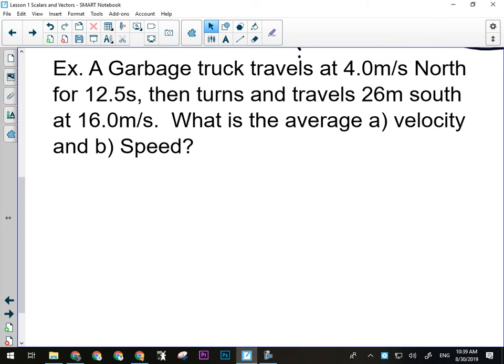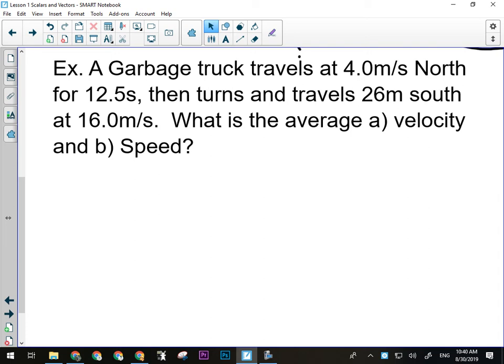So again, the big point of this problem is to review essentially the definition or meaning of average velocity and average speed. Average velocity means the total displacement divided by the total time for the entire trip. This trip consists of two parts. Average speed, very similar, is the total distance divided by the total time for the trip.